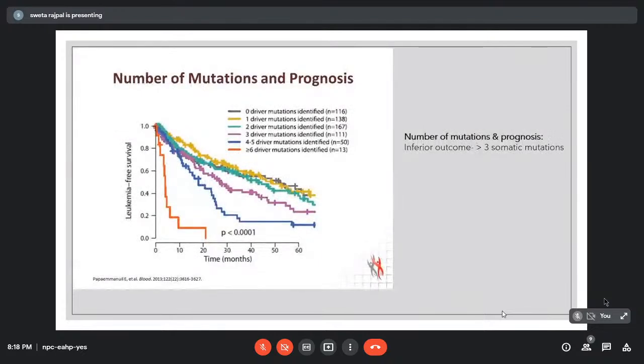So this is a study done in 2013, where they are telling about the number of mutations and the prognosis. As we can clearly see, the more the number of mutations, the poorer the prognosis.